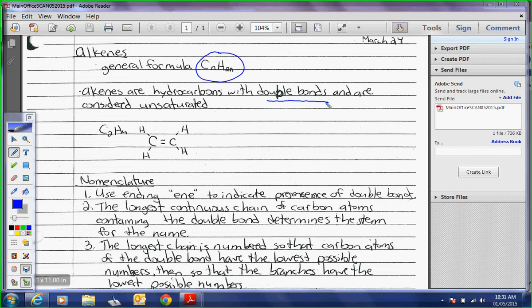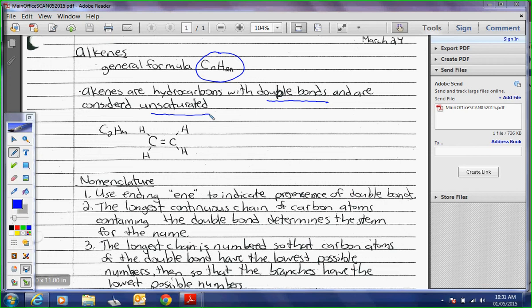And because they have a carbon-carbon double bond, they're considered to be unsaturated. What did saturated mean? All carbon-carbon single bonds. And so now we don't have all carbon-carbon single bonds, rather we have a double bond. So who's heard of unsaturated fats? Versus saturated fats. Get it? All it means is one has a double bond in it, or more than one actually, and the other one doesn't.